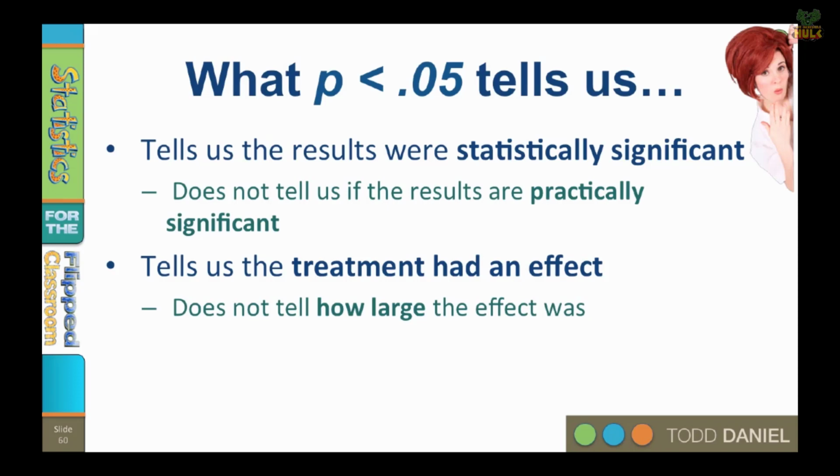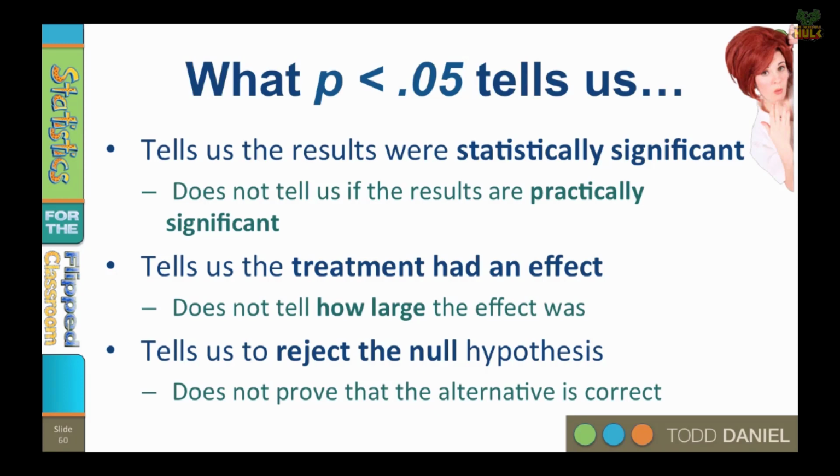And finding a p-value that is very small, say less than 0.001, does not make the results, quote, more significant. There is no such thing as being more significant. The results are either statistically significant or they are not. In order to know how large the effect was, we need a measure of effect size. So we may have found an effect, but the effect was really small and of no real-world importance. Measures of effect size will be things like Cohen's d, r squared, and eta squared.